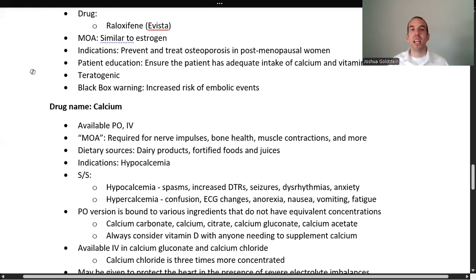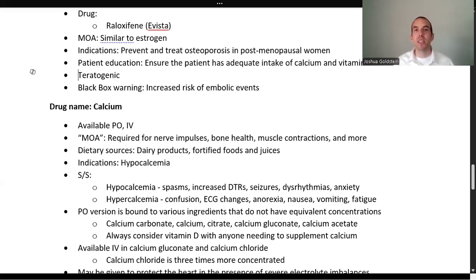Next, we have our SERMs, selective estrogen receptor modulators. The drug over here is raloxifene, and this one works similar to estrogen. What is this used for? To treat and prevent osteoporosis, specifically in postmenopausal women. Again, if we're talking about osteoporosis, make sure the patient is supplementing with calcium and vitamin D. Because this is estrogen, it is teratogenic. And because it's estrogen, it has the same black box warning as regular birth control, that it has an increased risk of developing clots.